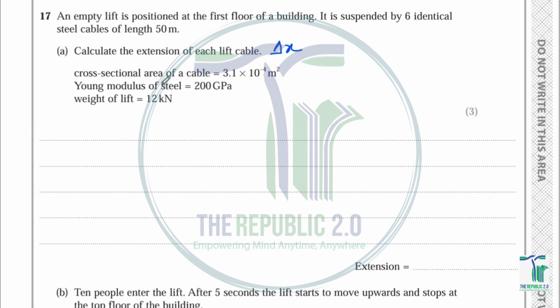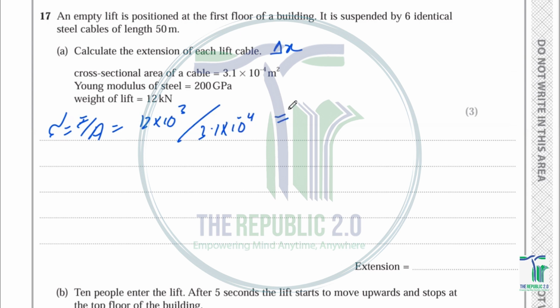So how can we calculate the extension if we have a strain? But the thing is that we do not have the strain, right? And if we do not have the strain, we cannot calculate the extension. So first of all, I'm going to calculate the stress, which is F upon A. I've got the force, which is the weight, and that's going to be 12 times 10 raised to the power of 3 divided by the cross-sectional area, which is 3.1 times 10 raised to the power of negative 4.